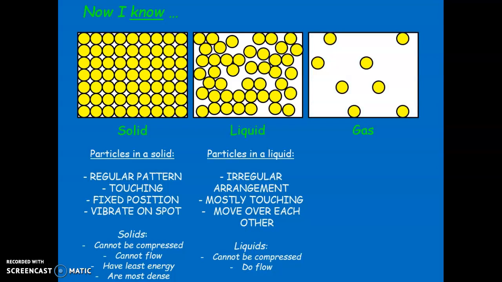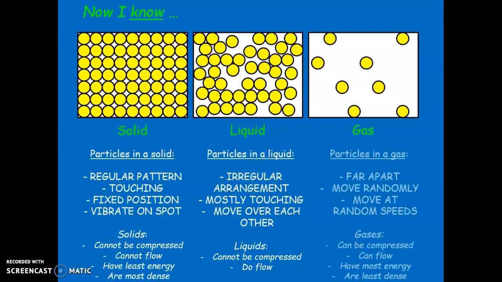And here's a diagram that shows gas particles. In gases, the particles are really far apart. They're not touching. They do not touch at all. However, they do now move around randomly and at random speeds. Some of them are very rapid, some of them can be a bit slow. Because there's so much space in between the particles, the gases can be compressed, which means the particles can be squashed closer together. Gases can flow for the same reason.